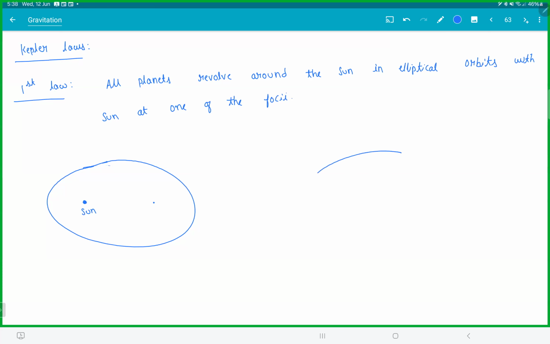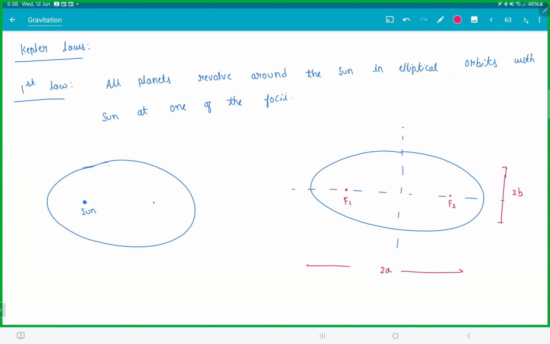And I hope everyone knows the properties of the thing, an ellipse. 2A is your major axis, 2B is your minor axis. If you take this focus F1, if you take this focus F2, if you choose any random point here, F1P plus F2P is 2A. Area of the ellipse is pi AB. This is your first law.